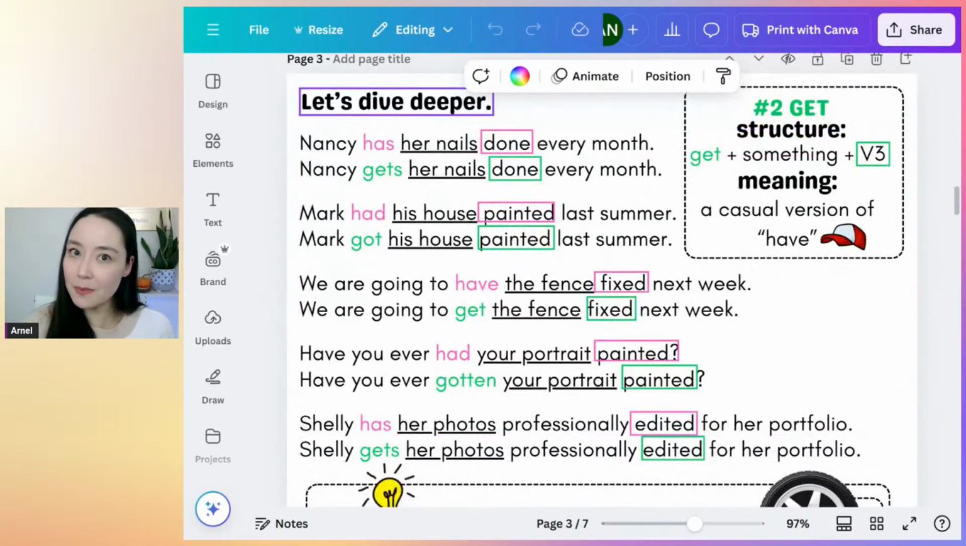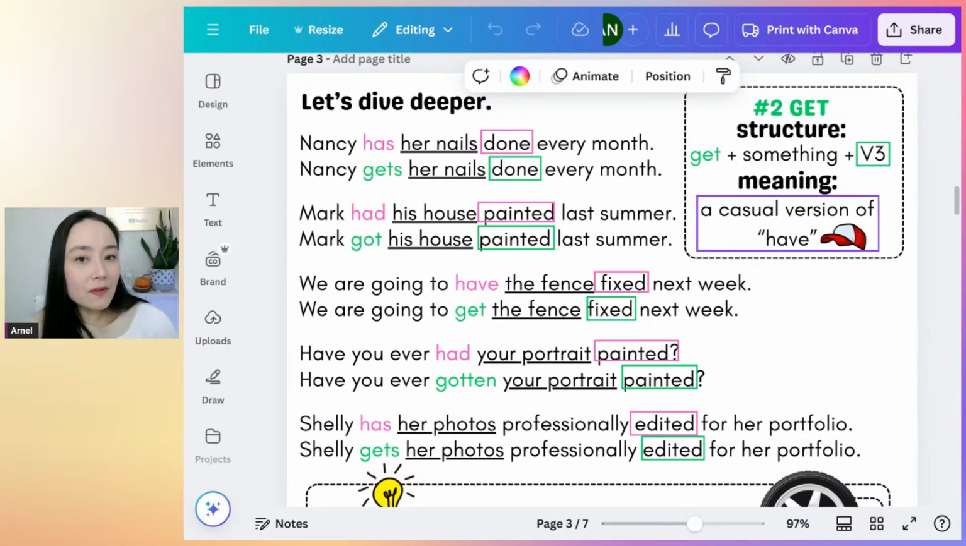Let's dive deeper. And when I say dive deeper, this means let's go into more detail. Let's look at the more specific things. And we just move on. Second structure with get. Get something plus V3. This is a casual version of have. So it means the same thing, it's just less formal, more conversational. And of course, I compare them side by side for you.